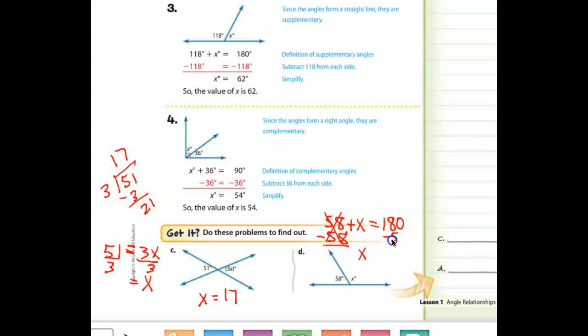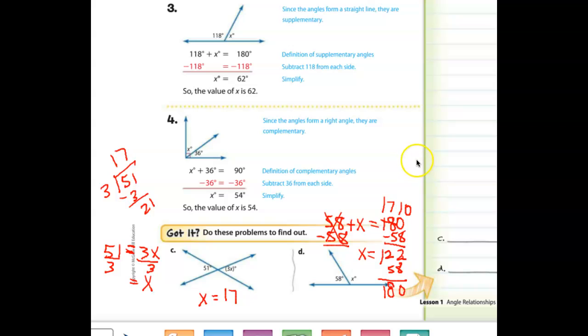This becomes 0, and so x will be by itself. Then I need to subtract 58 from the other side to keep it equivalent. Go ahead and solve that for me. What is 180 minus 58? Okay, we're going to have to borrow. So this is going to be 10 minus 8 is 2. 17 minus 5 is 12. And so x is going to be equal to 122. If I wanted to check that, I would just add 58 back to it to make sure that it equals 180, which it does.